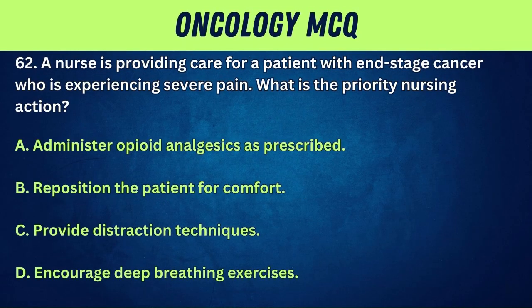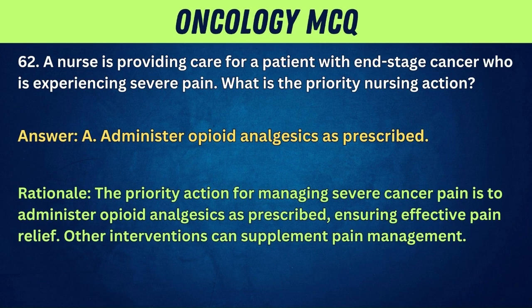62. A nurse is providing care for a patient with end-stage cancer who is experiencing severe pain. What is the priority nursing action? A. Administer opioid analgesics as prescribed. B. Reposition the patient for comfort. C. Provide distraction techniques. D. Encourage deep breathing exercises.